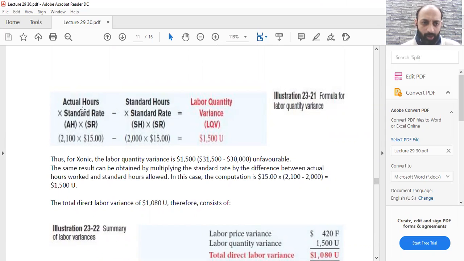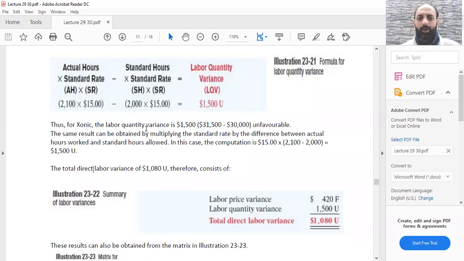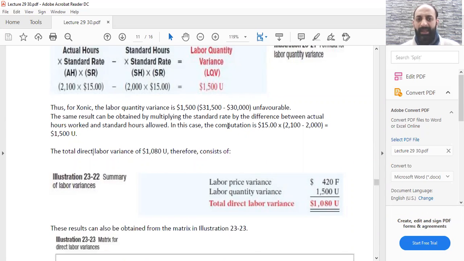आप देखेंगे इस फॉर्मूले में standard rate is the same. Why is standard rate the same? Because we are calculating labor quantity. So whenever we are calculating the variance in the labor quantity, we will always take the actual hours that were used and the standard hours that should have been used. Thus for government the labor quantity variance, आप देखते हैं, it is 1500 अनफेवरेबल है.